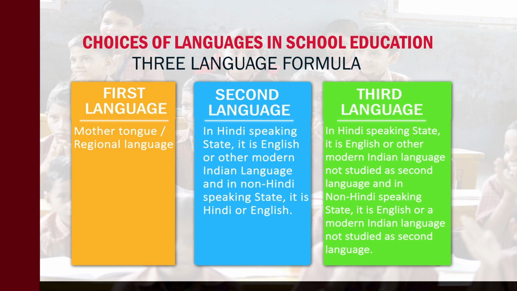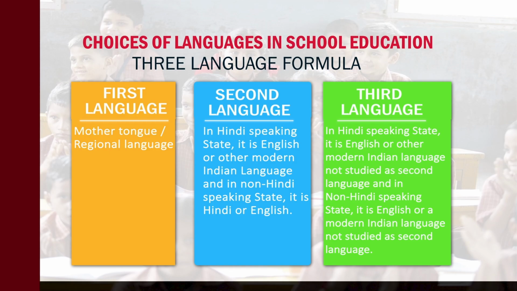So keeping this in consideration, in Hindi speaking states it is English or any other modern language, and in non-Hindi speaking states it is Hindi or English. This is as per the recommendation of NEP 1968, and at the same time National Education Policy 1986. Then further, the third language will be, in Hindi speaking states, English or any other modern Indian language not studied as the second language, and in non-Hindi speaking states, it is English or a modern Indian language not studied as the second language.